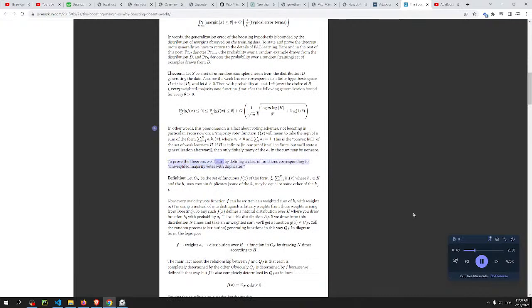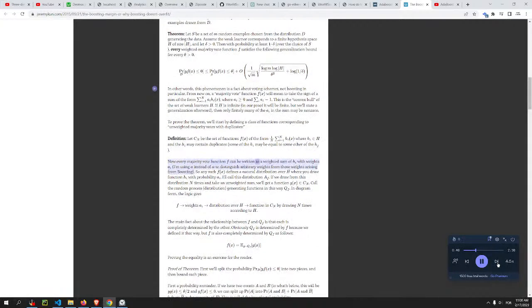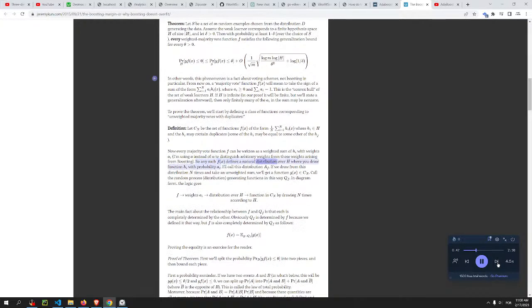To prove the theorem, we'll start by defining a class of functions corresponding to unweighted majority votes with duplicates. Definition: let C_n be the set of functions f(x) of the form 1/n times the sum of h_i(x), where h_i is in H and the h_i may contain duplicates. Some of the h_i may be equal to some other h_j. Now every majority vote function f can be written as a weighted sum of h_i with weights a_i. I'm using a instead of alpha to distinguish arbitrary weights from those weights arising from boosting. So any such f(x) defines a natural distribution over H where you draw function h_i with probability a_i. I'll call this distribution A_f.